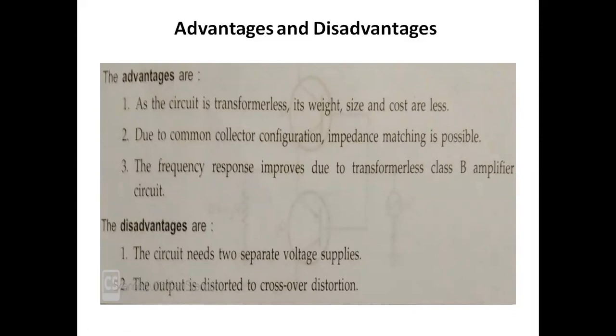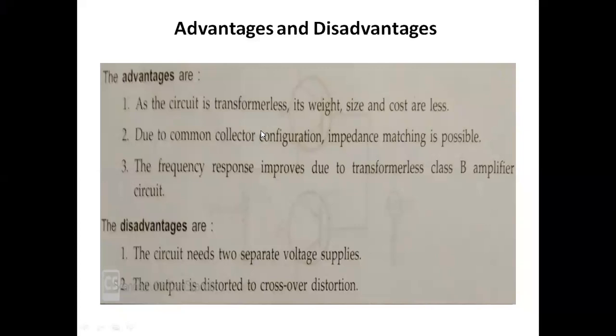Next, the frequency response improves due to the transformerless class B power amplifier. We know if you are using a transformer, we have some fluctuations in the frequency response. We can get some higher peaks at some frequency, and we can get some lower amplitude at some other frequency. That means the frequency response is not flat. The frequency response is poor whenever we are using a transformer. But in this case, there is no transformer, so the frequency response also increases.